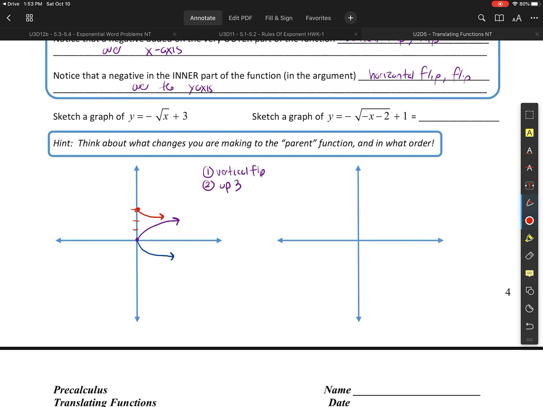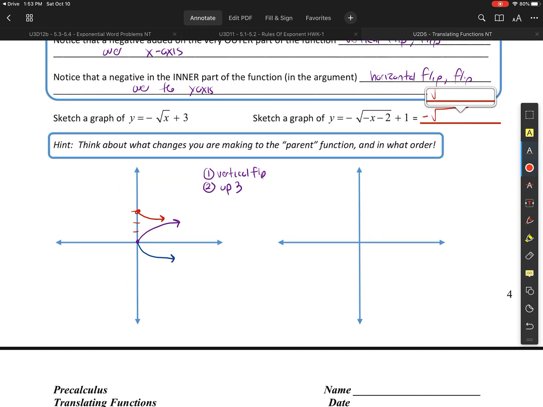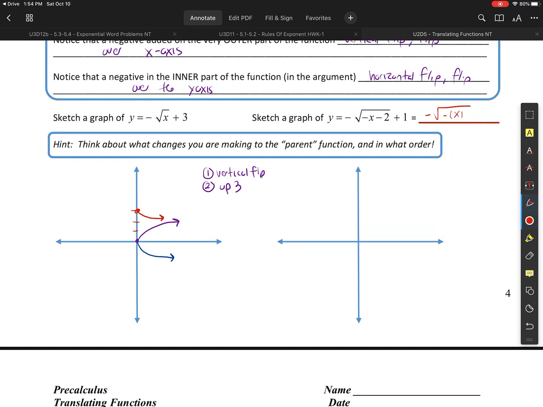All right, with the second one, do a little work on the inside. I hit the wrong button. All right, so on the inside I got negative, in parentheses, x plus 2 plus 1. So what do I got here? I got a vertical flip. I have a horizontal flip. I go left 2. I go up 1.